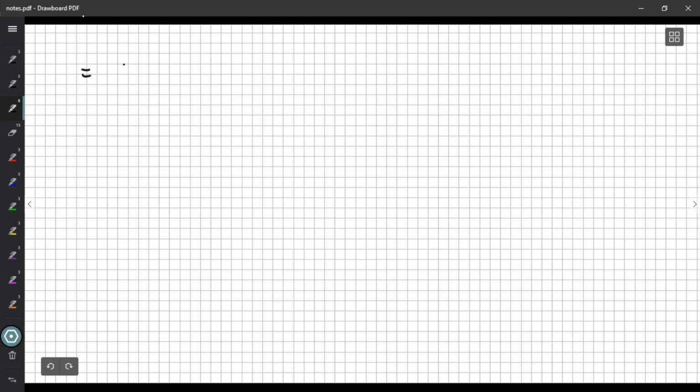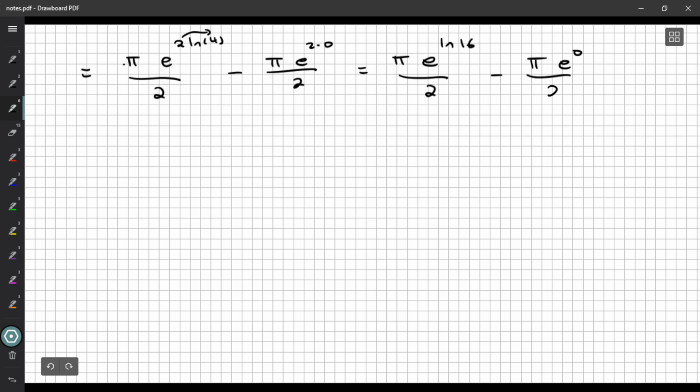So we're still finding our volume. We've got, now we need to plug in ln 4 and 0. So pi e to the 2 ln 4 over 2, minus pi e to the 2 times 0 over 2. Okay, what can we do here? Well, 2 ln 4, we could bring the 2 up there and say it's going to be e to the ln 4 to the power of 2, or ln 16. 2 times 0 is going to be 0.